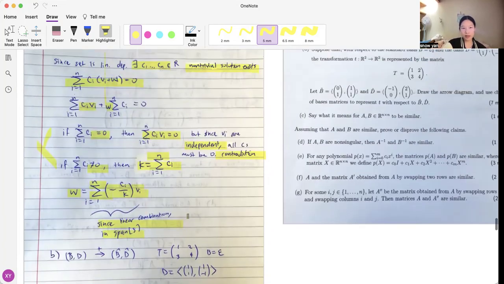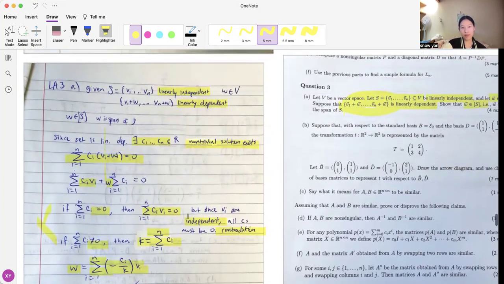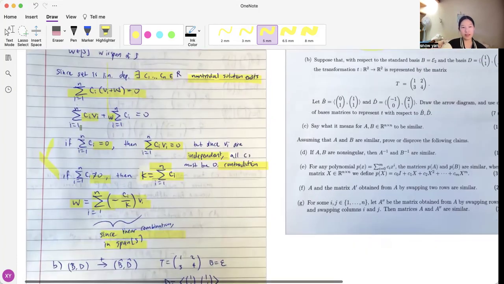I think the difficult part is definitely thinking of how to directly use the dependent and independent conditions, and then lastly substituting K and breaking it into cases, one where it is zero and one where it is not, for this argument to hold.